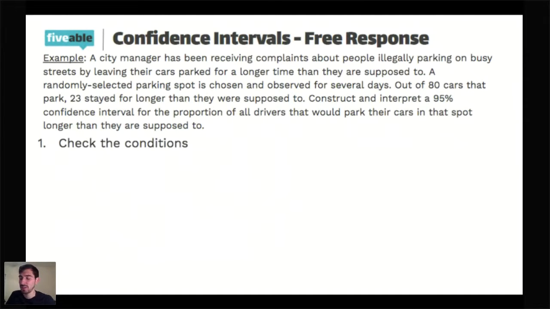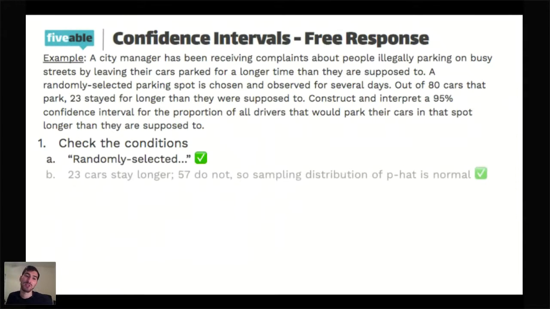With proportions, with anything, we got to make sure it's random. They mentioned that the parking spot was randomly selected, and then we observed what was going on. So that has been met. And with proportions, we were supposed to have at least 10 successes and at least 10 failures. Since 23 of the cars stayed longer than they're supposed to, the other 57 out of 80 did not. Both of those are larger than 10, so the sampling distribution of p hat is normal.